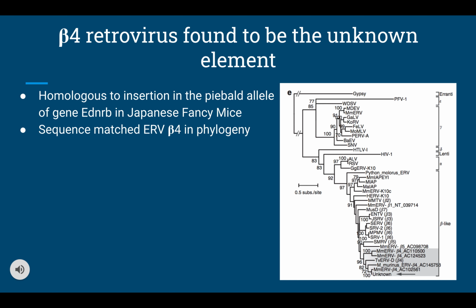So with this added evidence about the unknown element, they were able to compare this sequence to other exogenous and endogenous retroviruses in that figure. And that was essentially how they narrowed it down. So with the phylogenetic comparison with those other retroviruses, they eventually figured out that the identity of this unknown element was called a beta-4 retrovirus, which is a type of endogenous retrovirus in mice.